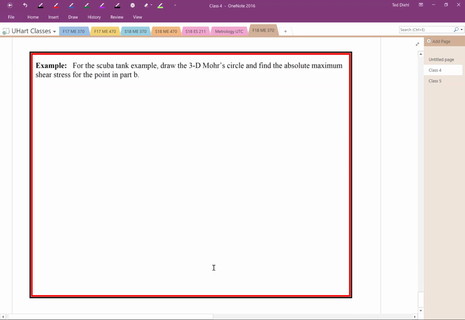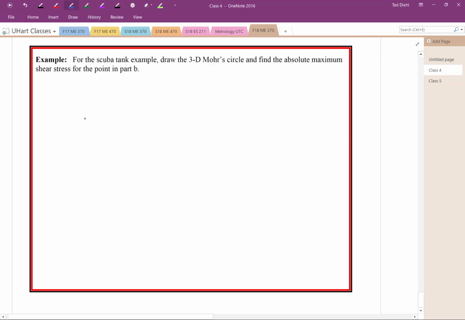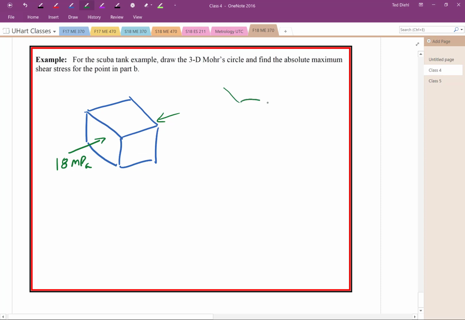So for our scuba tank example, remember it was on an interior surface right here. So here is the little internal stress element. We had 18 megapascals of pressure, so it's compressive. This is the orientation that I was drawing here. Right here. So there's a cutaway. I'm looking at this little piece right here, right?